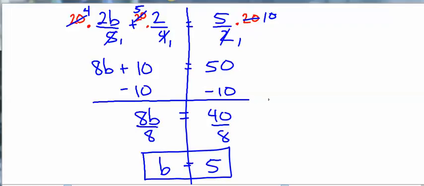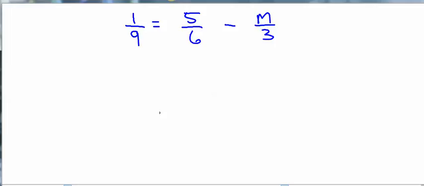Let's try another one. 1/9 equals... And when you're doing these type of problems, if you leave a little more space in between everything, it makes it easier when you start to multiply. 5, 6 minus m over 3. Multiply through by 18.